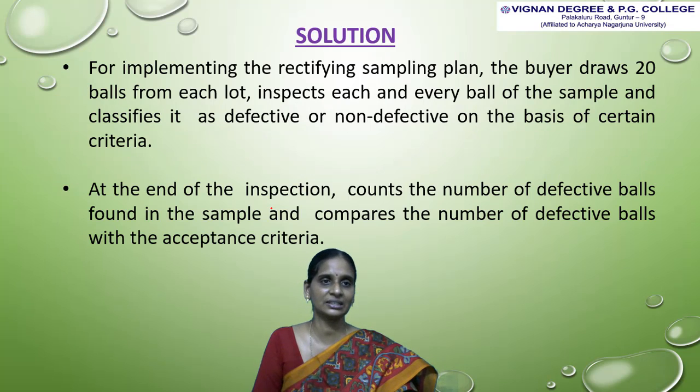Now the solution: for implementing the rectifying sampling plan, the buyer draws 20 balls from each lot, inspects each and every ball of the sample and classifies it as defective or non-defective on the basis of certain criteria. At the end of inspection, he counts the number of defective balls found in the sample and compares it with the acceptance criteria.